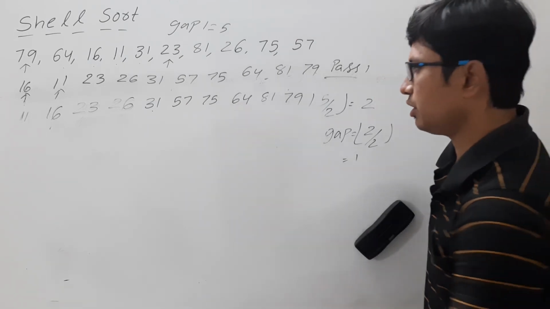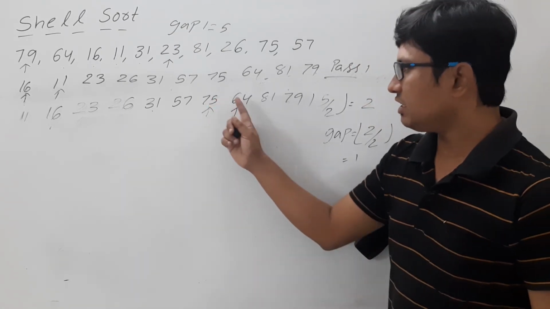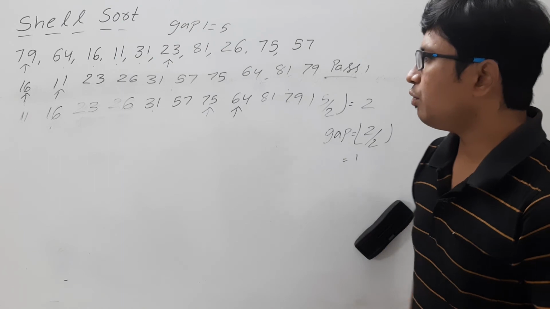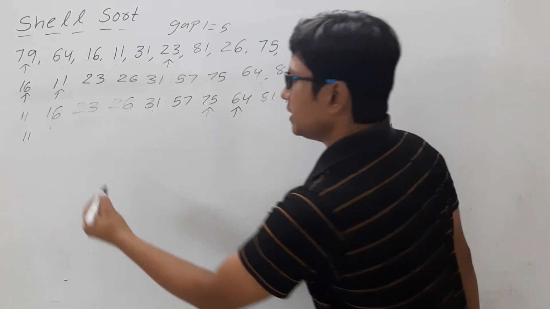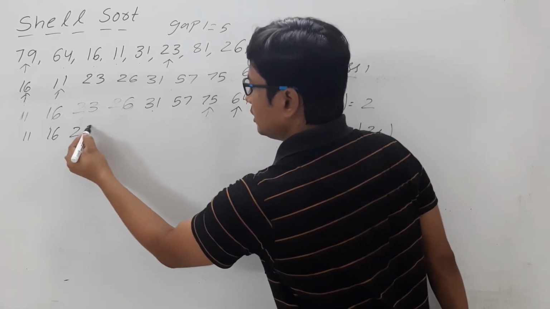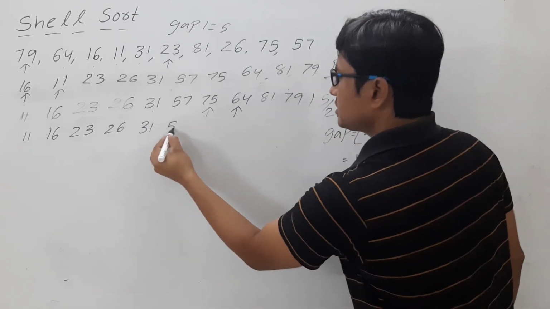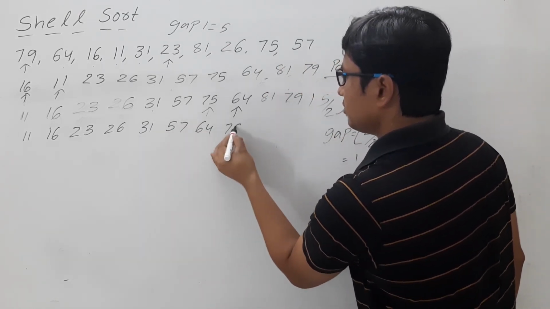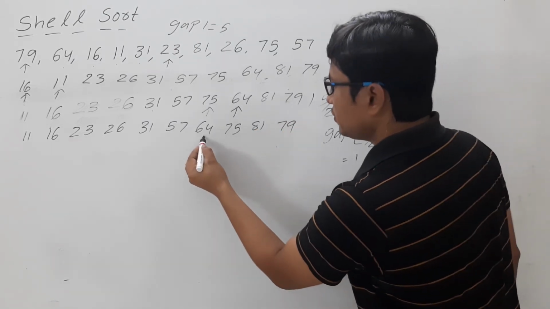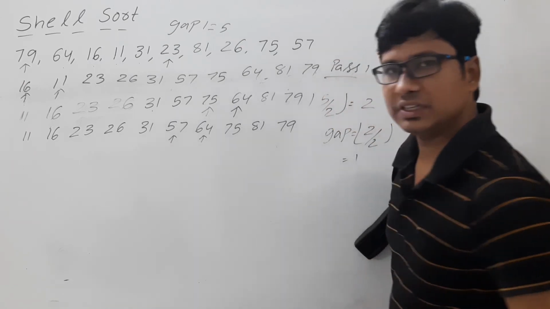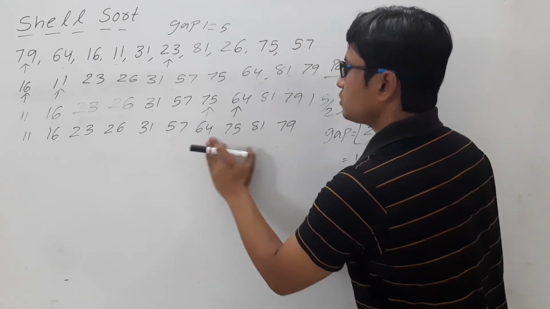75 and 64, now you look at it. 75 is there and 64 is there. 75 is greater than 64. Now what you need to do? You need to perform the swapping. If you perform swapping, it will be 11, 16, 23, 26, 31, 57, 64, 75, 81 and 79. Now 64 you need to compare with 57. Now 57 is less than 64, you no need to perform any swapping.